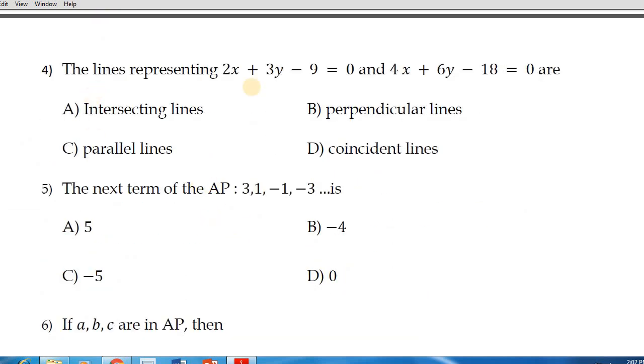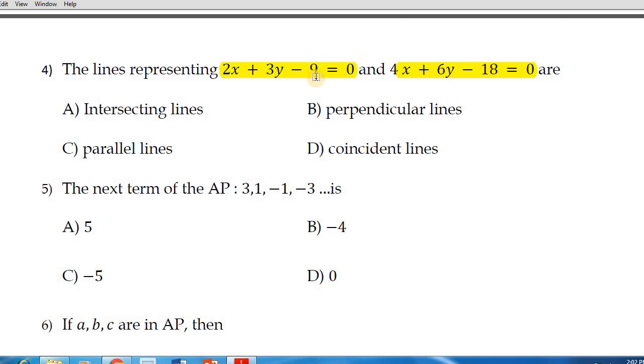Fourth question. The lines representing 2x plus 3y minus 9 equals 0 and 4x plus 6y minus 18 equals 0 are. So the given options are intersecting lines, perpendicular lines, parallel lines, coincident lines. So very simple one. So first find the ratios. a1 by a2, we get 2 by 4, so it means 1 by 2 only. Next 3 by 6, again we are getting 1 by 2 only. Next minus 9 by minus 18, again we will get 1 by 2 only.